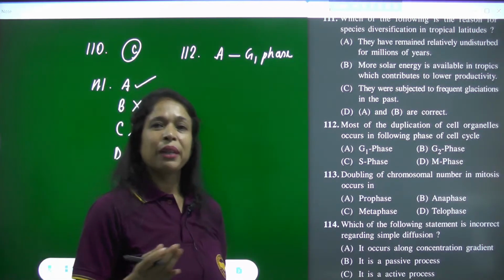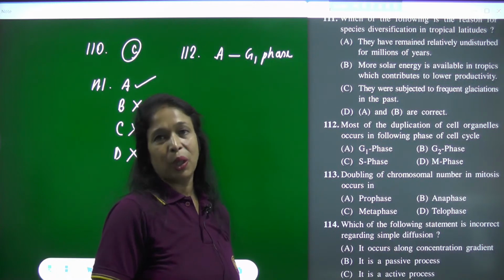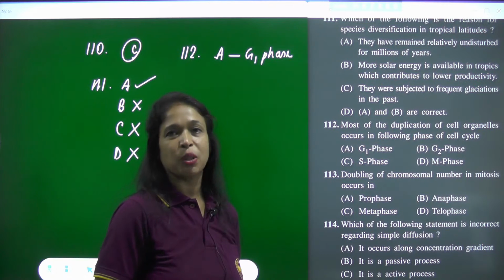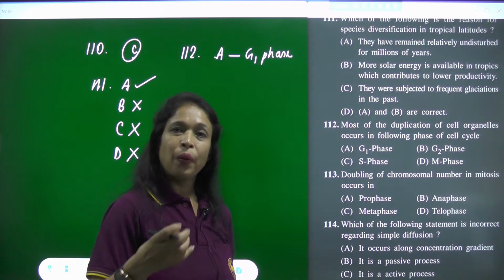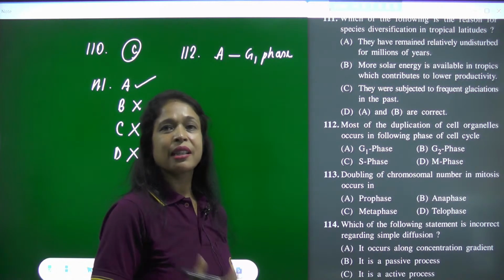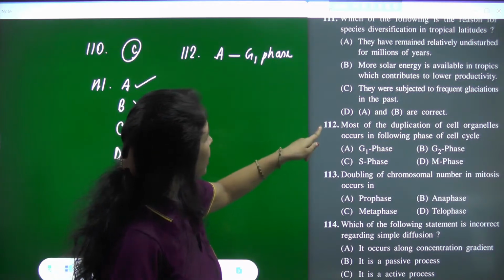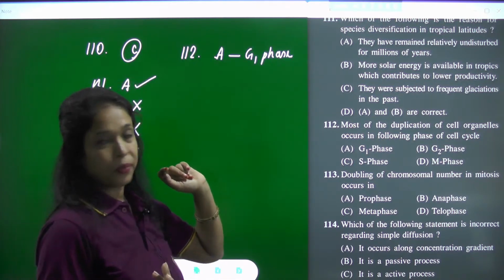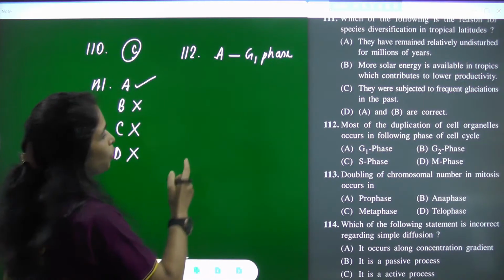This is also named the energy phase. Why? Because ATP production will occur, right? ATP formation will occur, the energy phase of the cell cycle. This is the G1 phase where the cell size becomes bigger due to increased content of cytoplasm. Fine. So the answer for 112, maximum cell organelle duplication, is A. Other options are not correct. So that was 112.